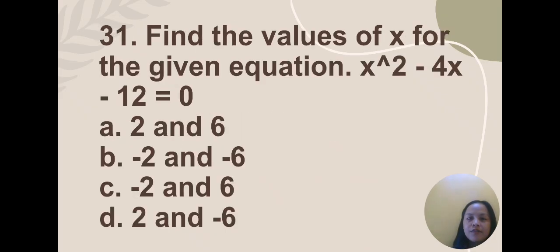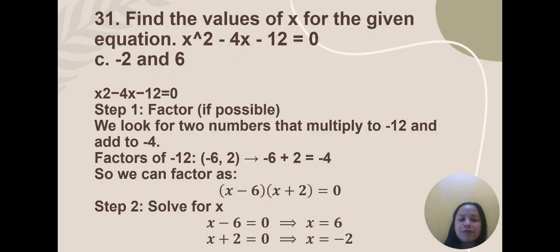For item number 31, find the values of x for the given equation. x squared minus 4x minus 12 equals 0. A, 2 and 6. B, negative 2 and negative 6. C, negative 2 and 6. D, 2 and negative 6. Alright, for item number 31, the answer is letter C, which is negative 2 and 6.